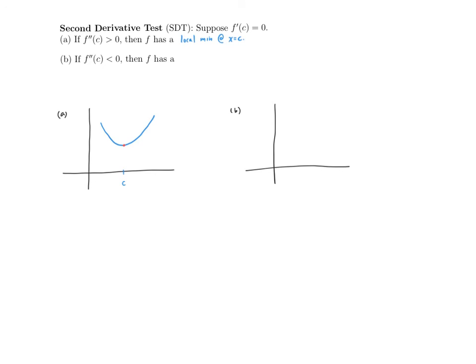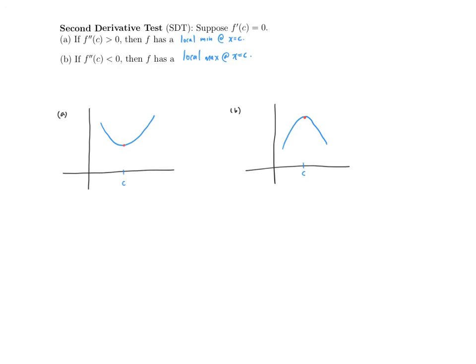Similarly, if the second derivative is negative at a critical point, that is to say the function is concave downward at a critical point, then that critical point must correspond to a local maximum. So this is a very intuitive idea if you sketch these corresponding graphs. And just to add that last statement in there, if the second derivative is negative, i.e. you're concave downward at a critical point, then f has a local maximum at x equals c.